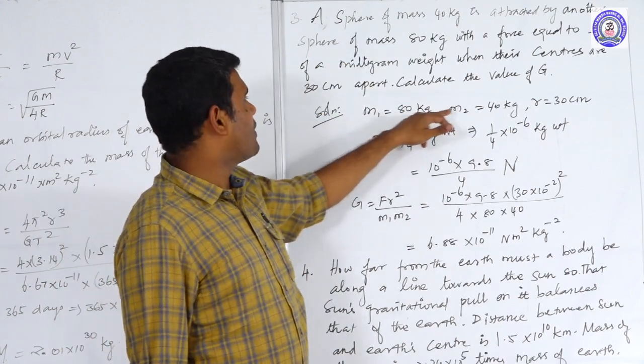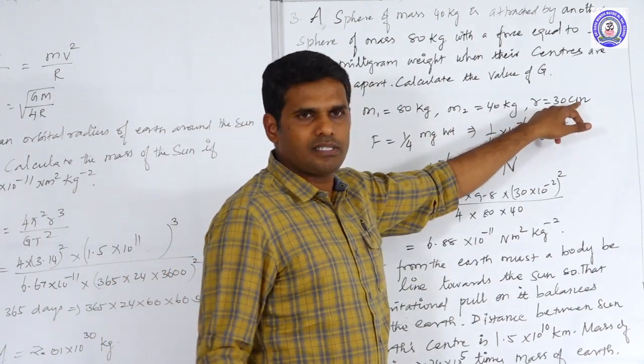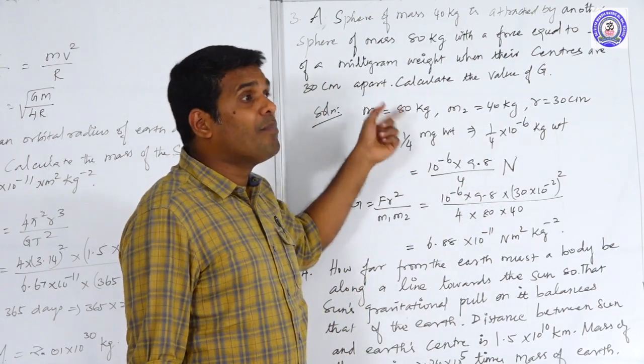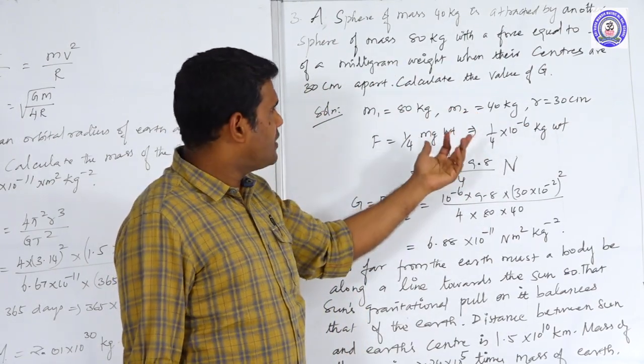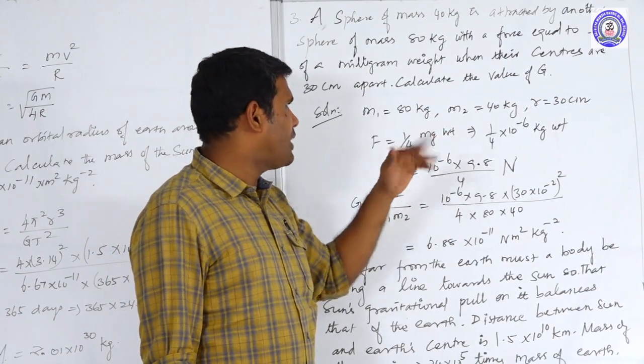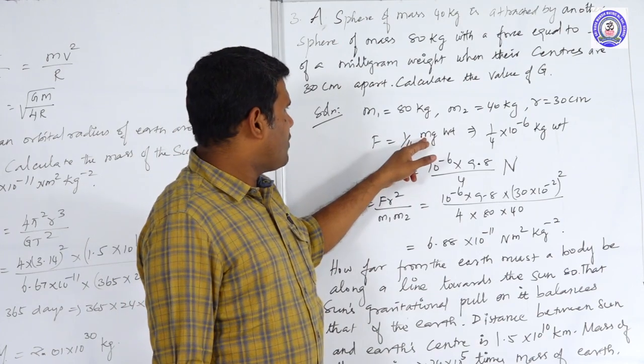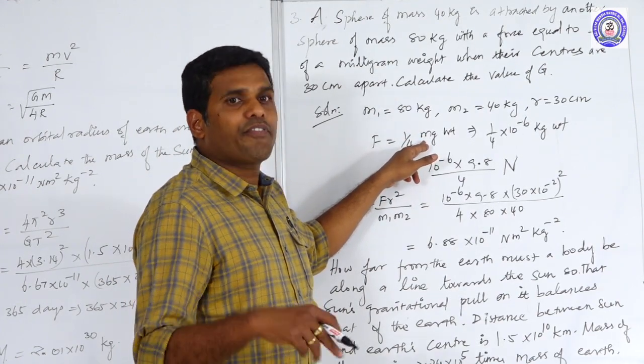Mass m1 is 80 kilogram, m2 is 40 kilogram, separation is 30 centimeter. Force is 1/4 of the milligram weight. Actually, 1/4 of milligram weight must be converted in terms of Newton. First, you convert this milligram weight in terms of kilogram weight.